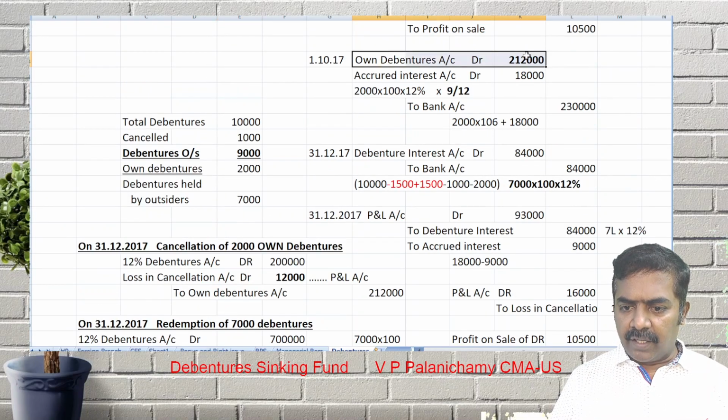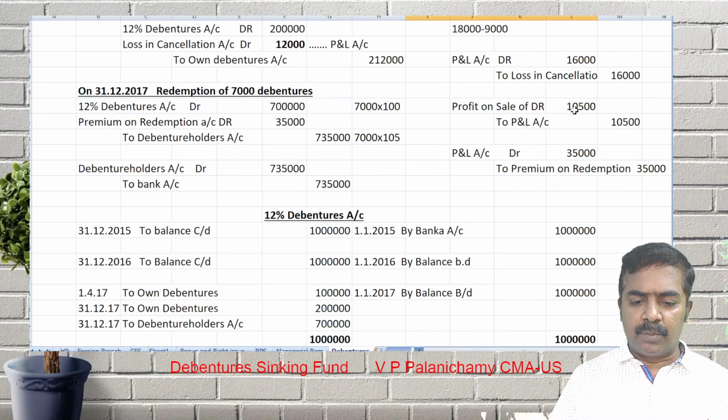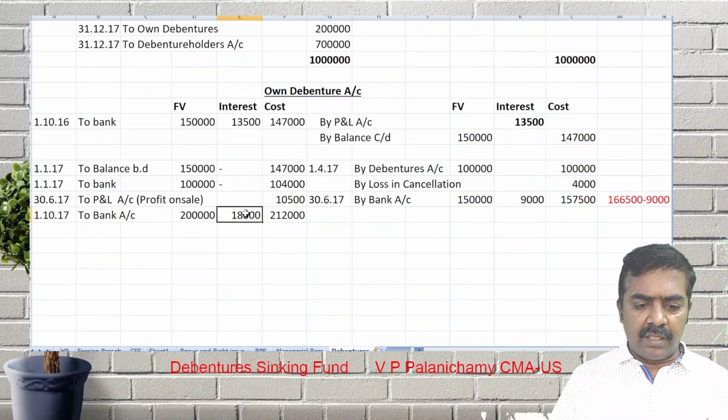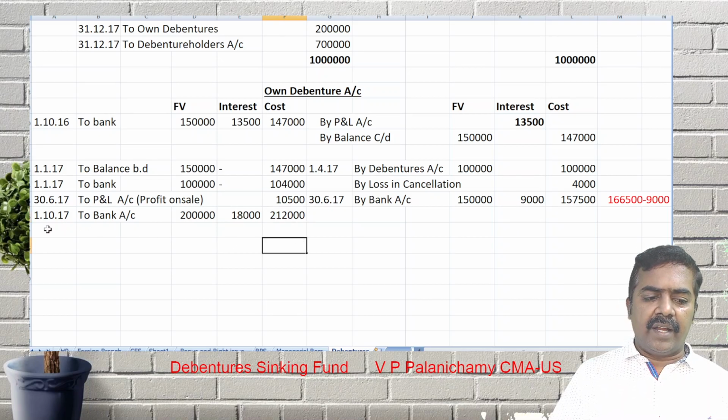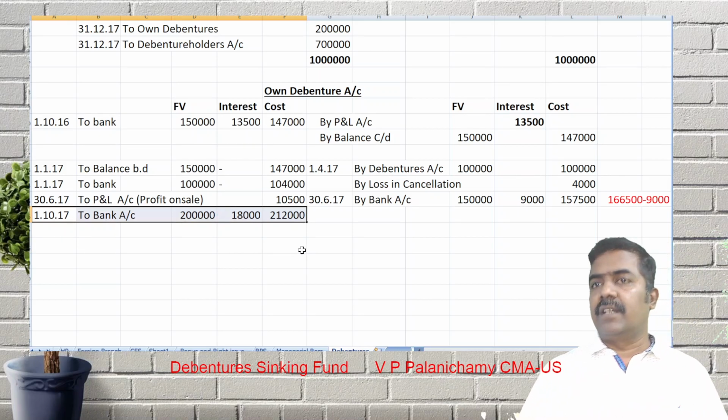Own debentures account data 2,12,000. Accrued interest account data how much? 18,000 to bank போட்டிருப்போம். So accrued interest is 18,000, 2,12,000. This is on what date? 1/10/2017. வேற ஏதாவது டிரான்சாக்ஷன் இருக்கு அந்த இயர்ல?